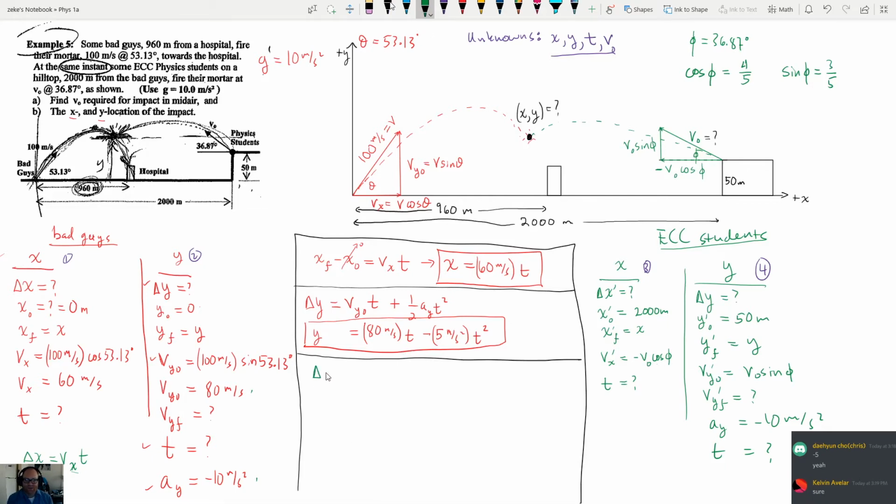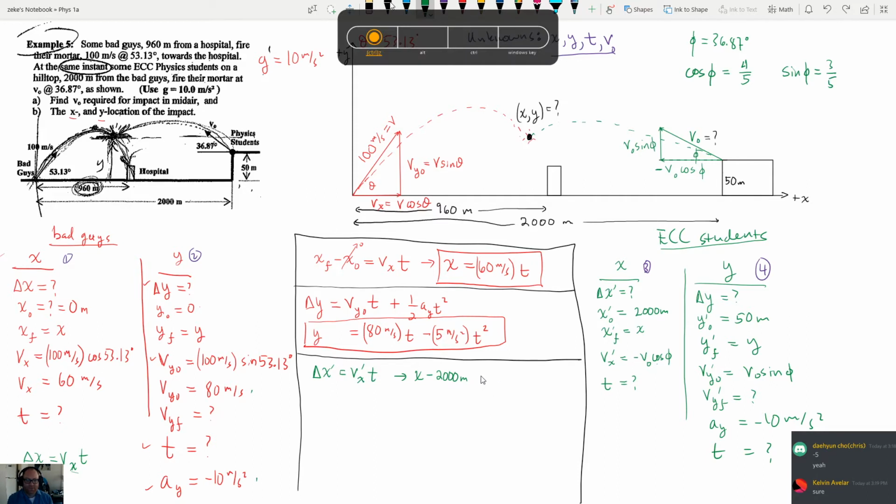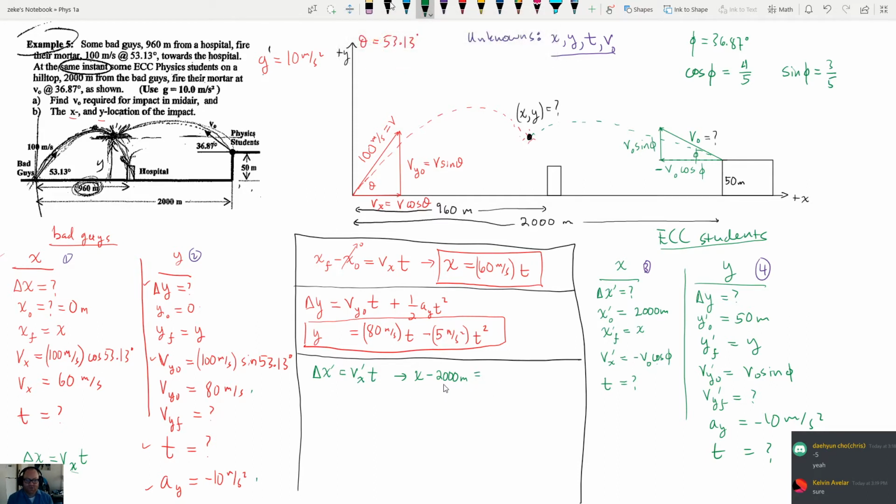Okay, so in the x direction, delta x prime is going to be equal to vx prime multiplied by t. The times are the same. This equation then will become, so it's x final minus x naught, which is 2,000 meters. So x minus 2,000, that's what delta x prime is going to be, final minus initial, should be equal to vx prime, which is negative, the negative sign is important here, negative v initial times cosine phi, and then we multiply by t.